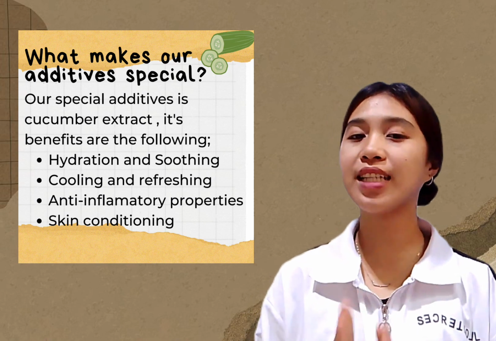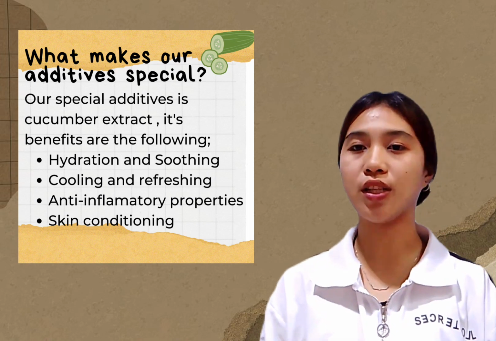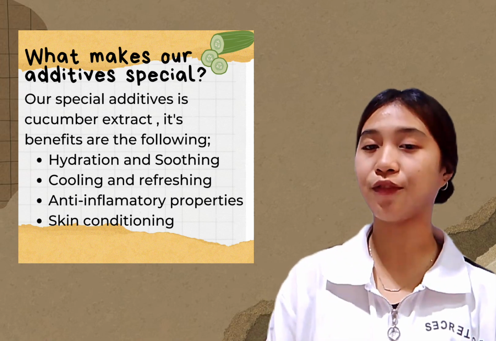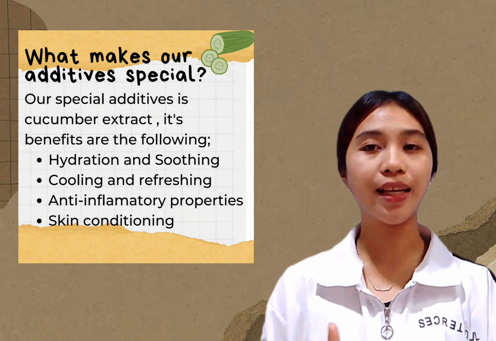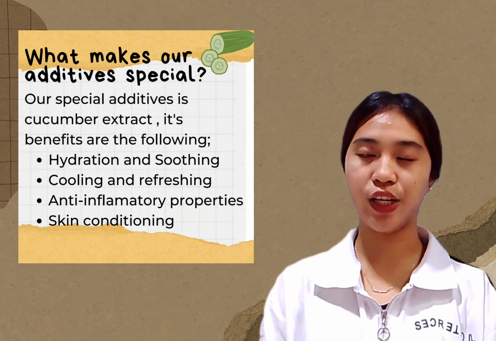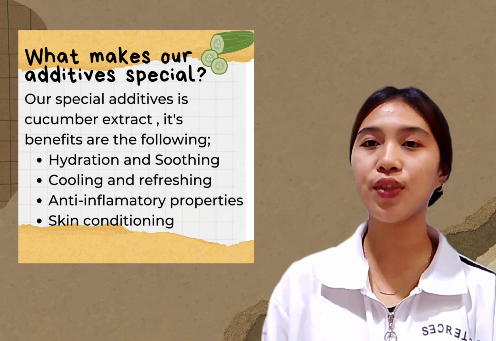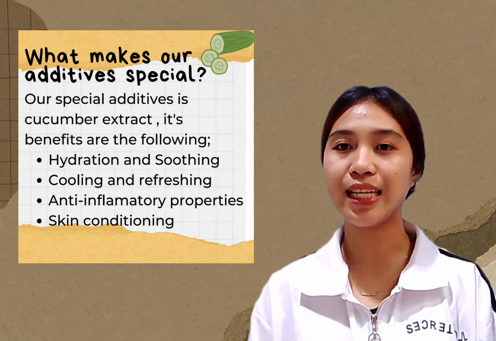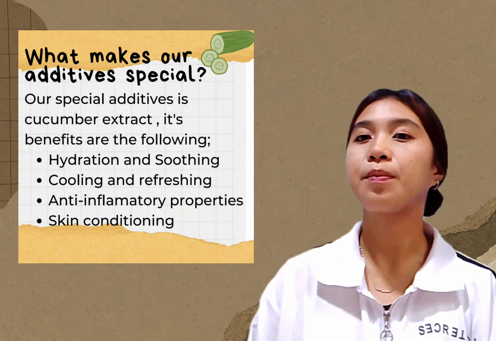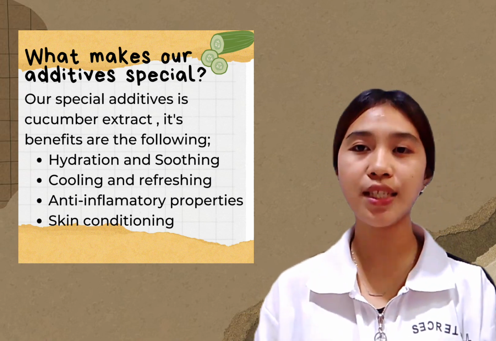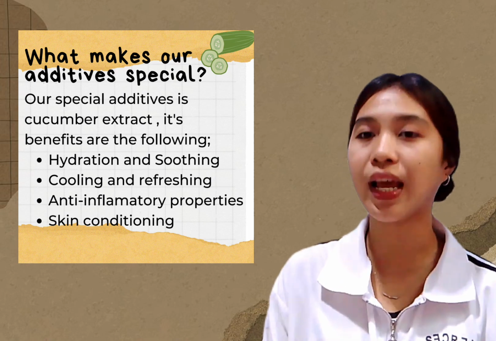Firstly, it has hydration and soothing. Cucumber extract is known for its high water content, making it a hydrating ingredient for the skin. It can help soothe and calm irritated or inflamed skin. Second, it has cooling and refreshing. Cucumber extract has a cooling effect on the skin, making it ideal for soothing sunburns or irritated skin conditions. Third, it has anti-inflammatory properties. Cucumber extract contains antioxidants and anti-inflammatory compounds that can help reduce redness and puffiness, particularly around the eyes.